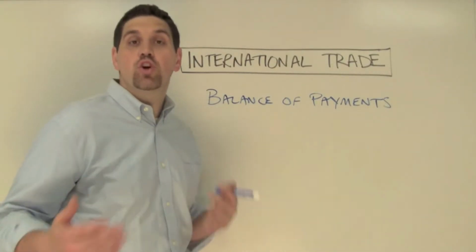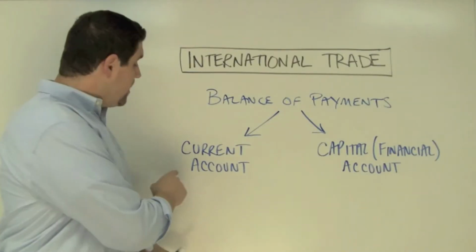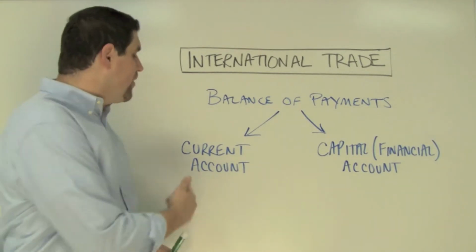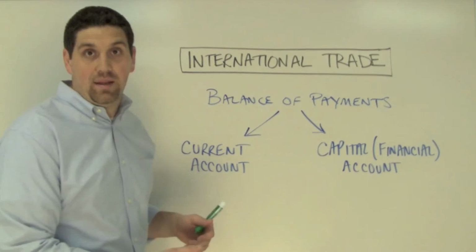Inside the balance of payments, there are two major accounts. There's the current account and the capital account, sometimes called the financial account. That's why E is not the right answer. Now, the current account includes things called factor income and other transfers, but the biggest part, the part that's really important, is the idea of the balance of trade.